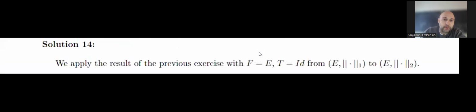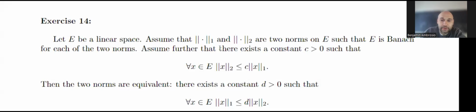So the proof relies on some exercises that we did before, which themselves rely on the open mapping theorem. It relies on the following exercise. If you have a linear space and two norms on this linear space, and E is a Banach space for the two norms, and you have a bound like the norm of x in norm 2 is less than c times the norm of x in norm 1, then we prove that the two norms are equivalent. That is, the norm 1 of x is also less than a constant d times the norm 2 of x. So this is the result that we are going to apply to prove the closed graph theorem.